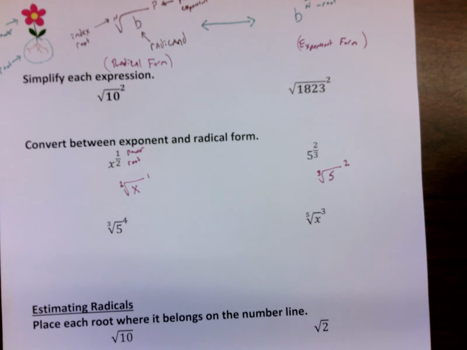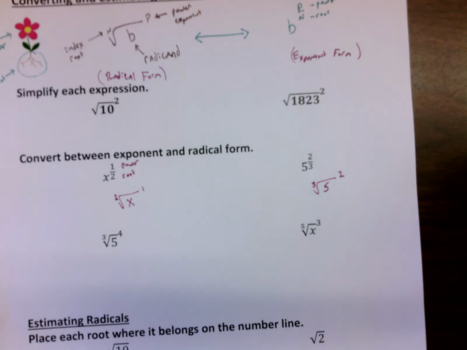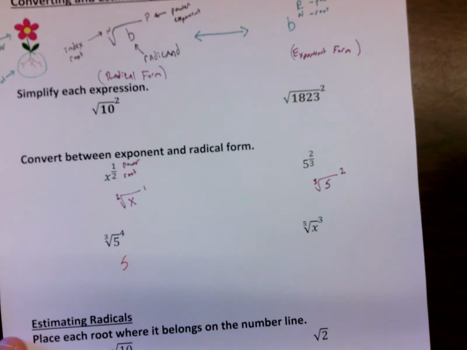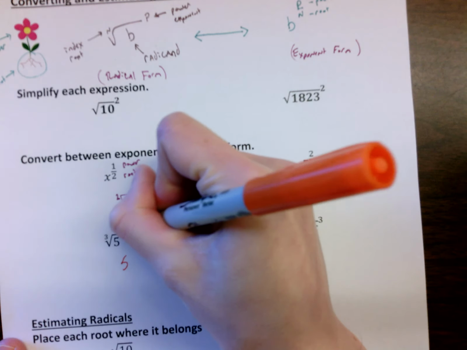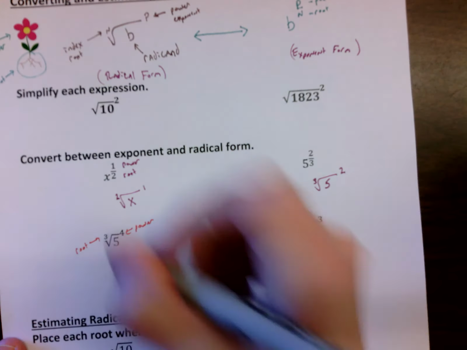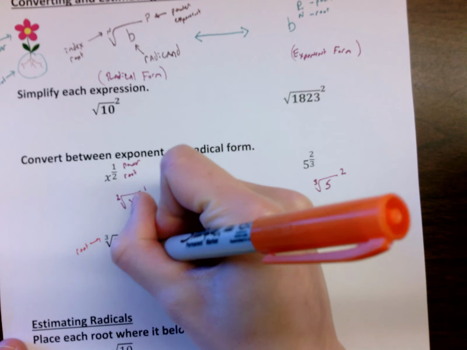All right, so now let's go the other direction. So these next two, we're starting in radical form and we want to write it in exponent form. Okay, so in this one, the 5 is going to be my normal size number. And then remember, this is your power and that one's your root. So when I write my fraction, it's power over root, just like flowers grow over their roots. So it's going to be 4 over 3.